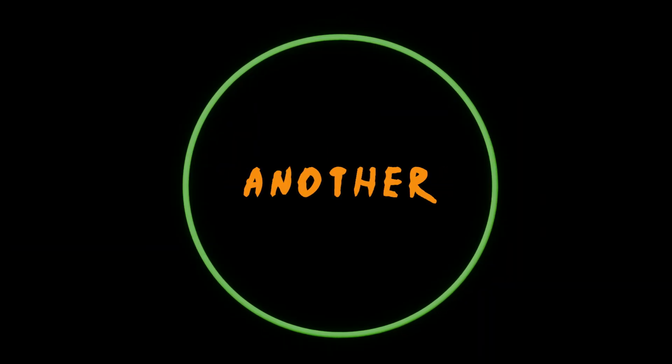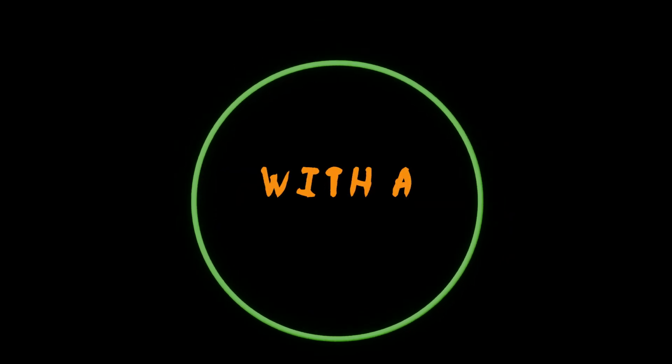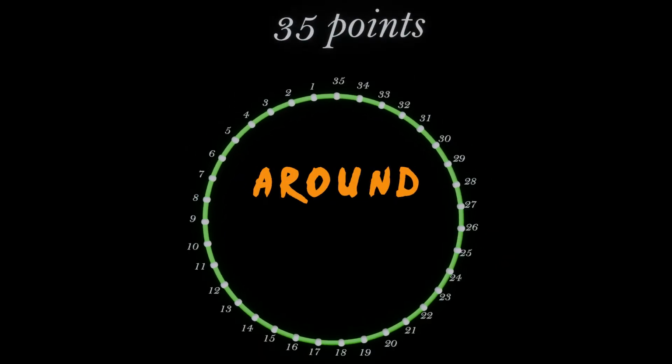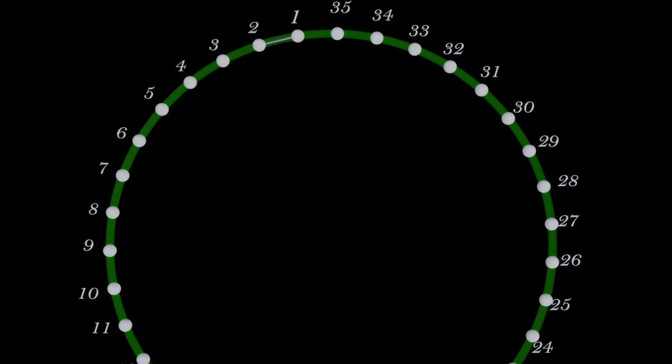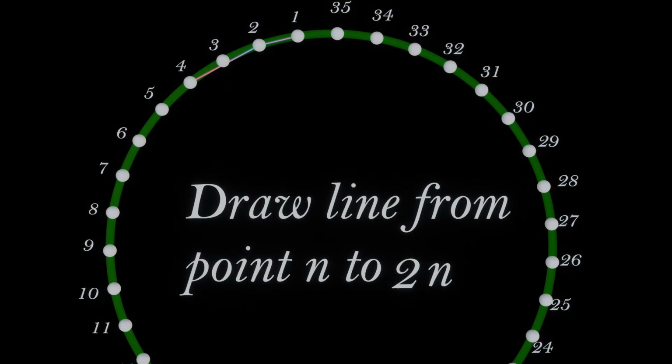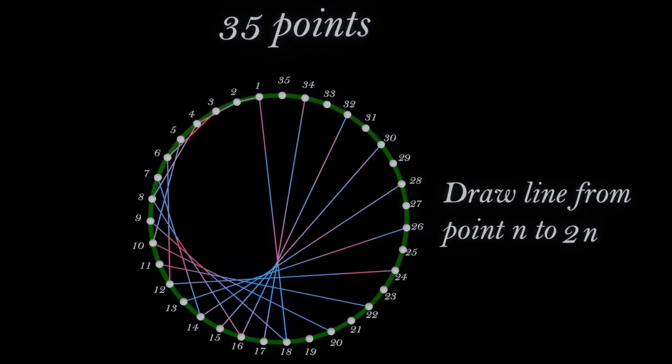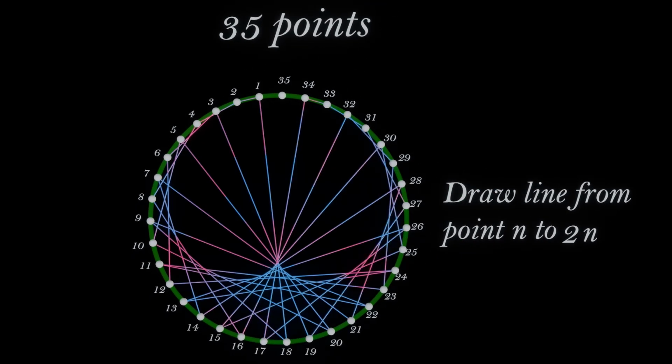Now get ready for another mind-bender. Picture a circle with a bunch of evenly spaced points marked around it. Now for each number, connect the dots. Draw a line from point N to point 2N. Keep doing this and bam! All of those lines will form the outline of a cardioid.